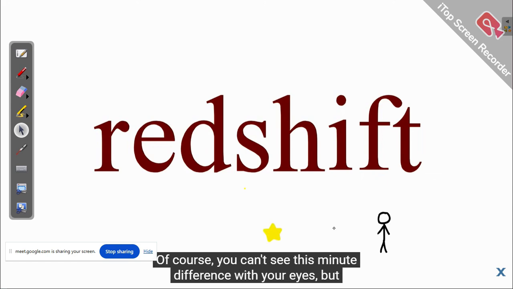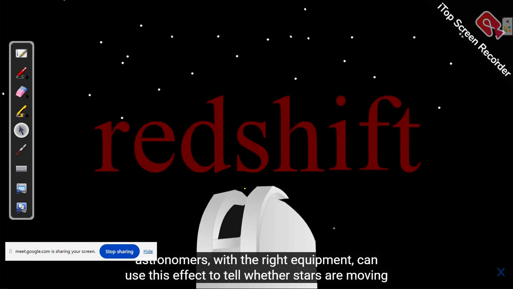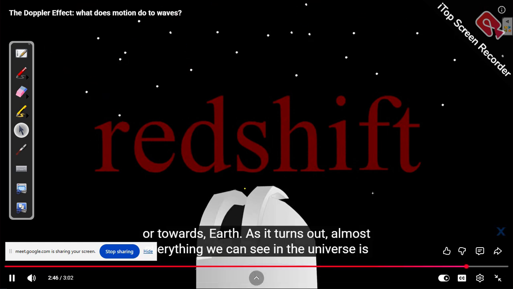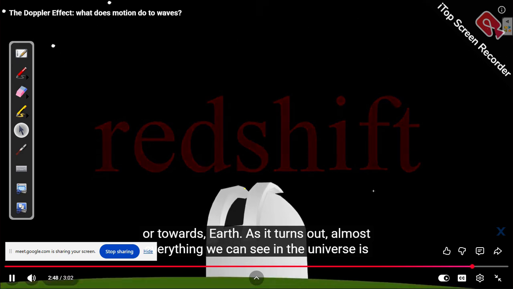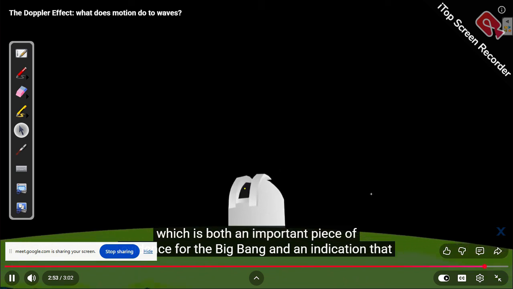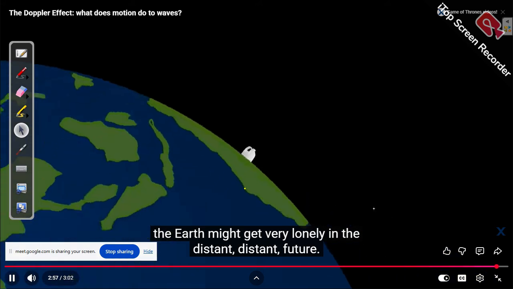Of course, you can't see this minute difference with your eyes, but astronomers with the right equipment can use this effect to tell whether stars are moving away from or towards Earth. As it turns out, almost everything we can see in the universe is moving away from us very quickly, which is both an important piece of evidence for the Big Bang and an indication that the Earth might get very lonely in the distant future.